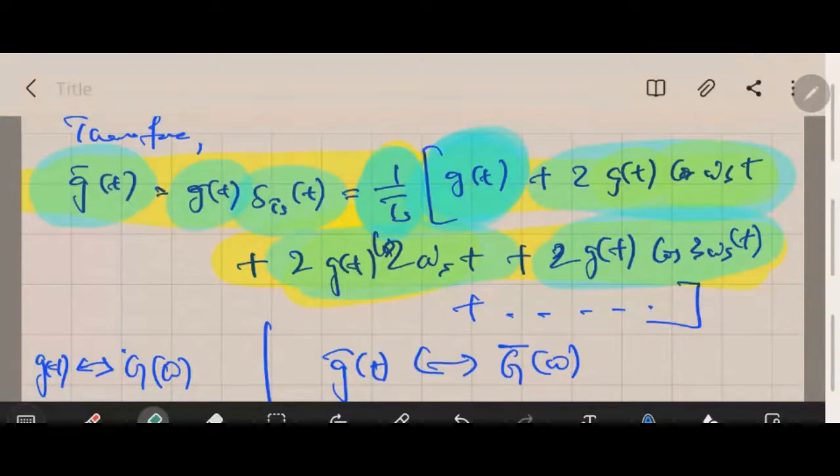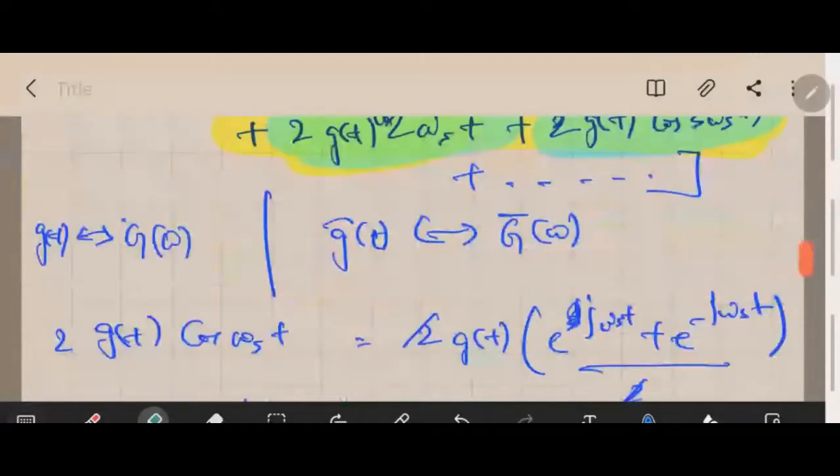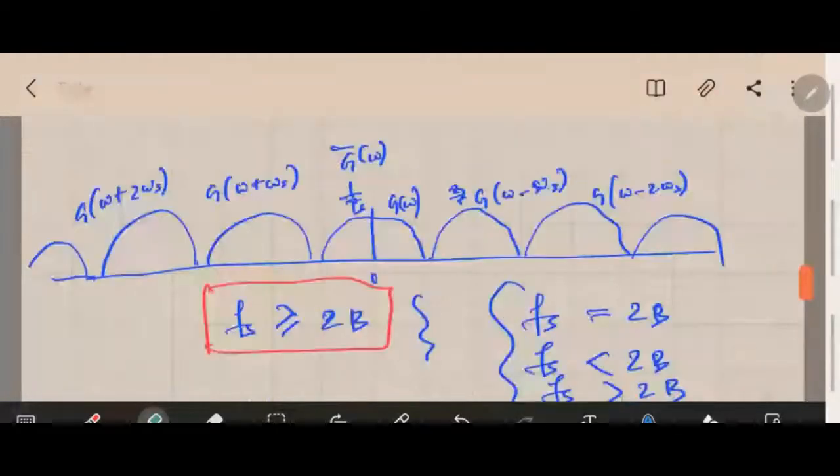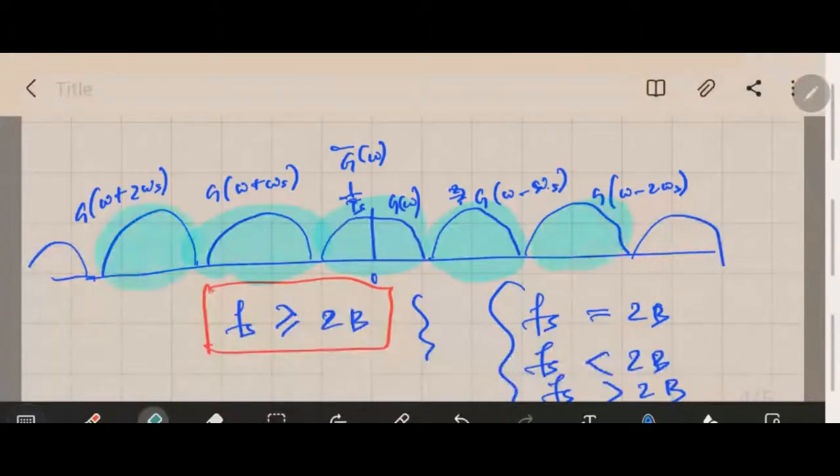Now what we try to do is express this signal by taking its Fourier transform. We try to represent this in the frequency domain. If you take the Fourier transform of this, you could always show this. So g of t will be shown like this. g of t cos omega s t will be here and here. Similarly, g of t cos 2 omega s t will be here and here, in this way. So they are present here.